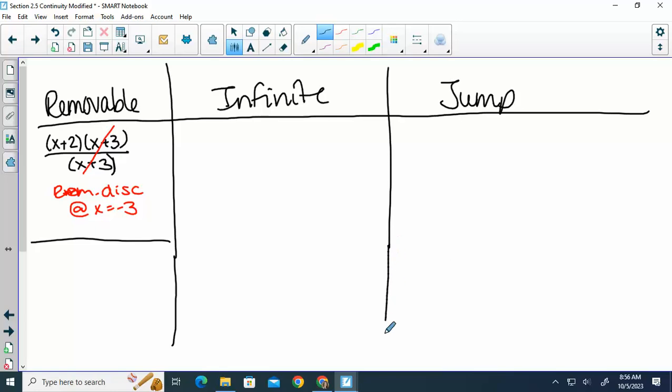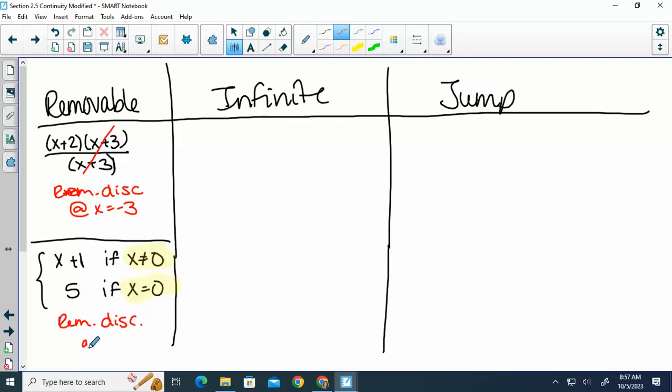The other situation where we have a removable is when we're looking at a piecewise function. And these conditions are an equal and a not equal. That usually means you're just going to create a hole in your graph. So that is a removable discontinuity at x equals 0.